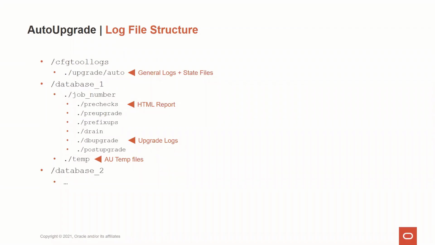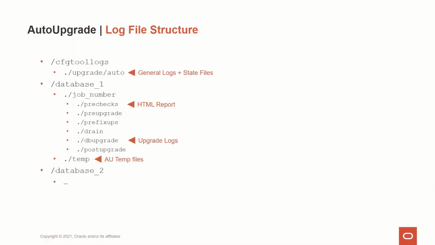An execution with this folder will create the following directory structure. The cfgtools folder will contain a log file with the overall information of the jobs, state, and progress files. Just as a side note, this folder belongs to the AutoUpgrade job manager. For every job, the AutoUpgrade will create a folder named with the SID of the database and a job number, also known as the job identifier.